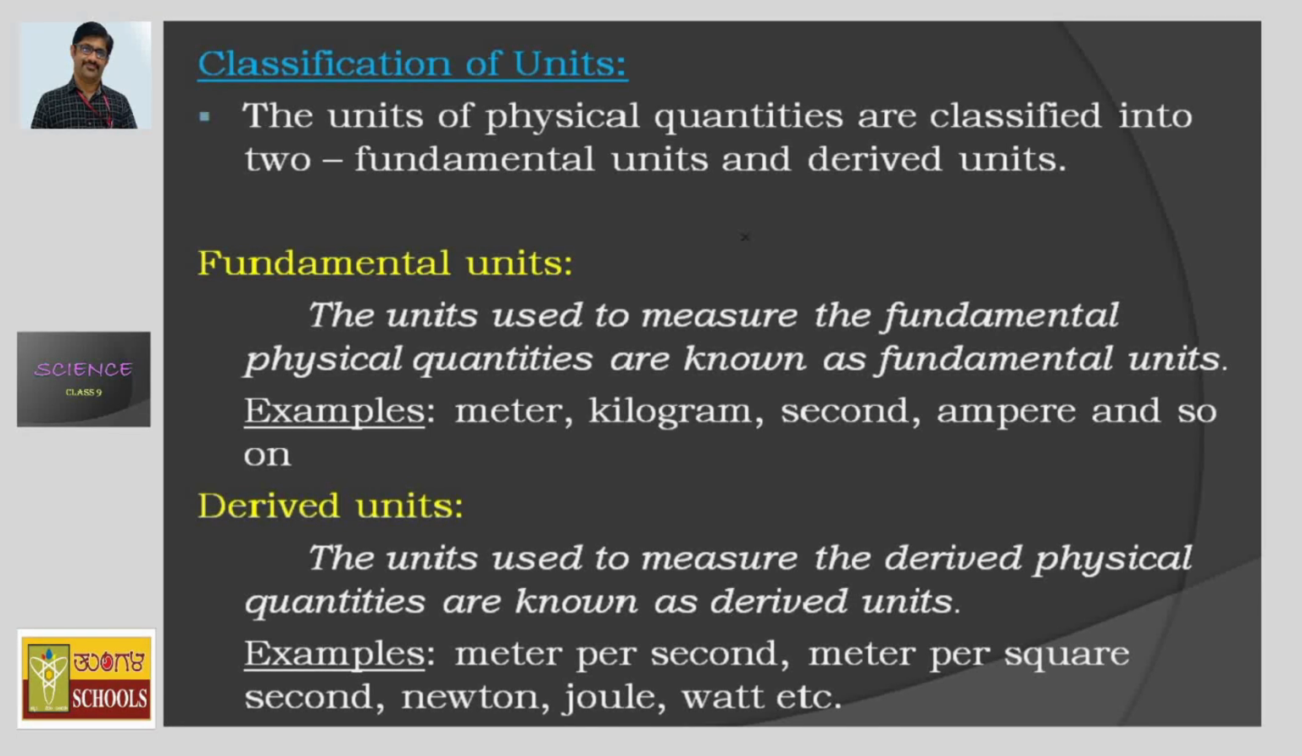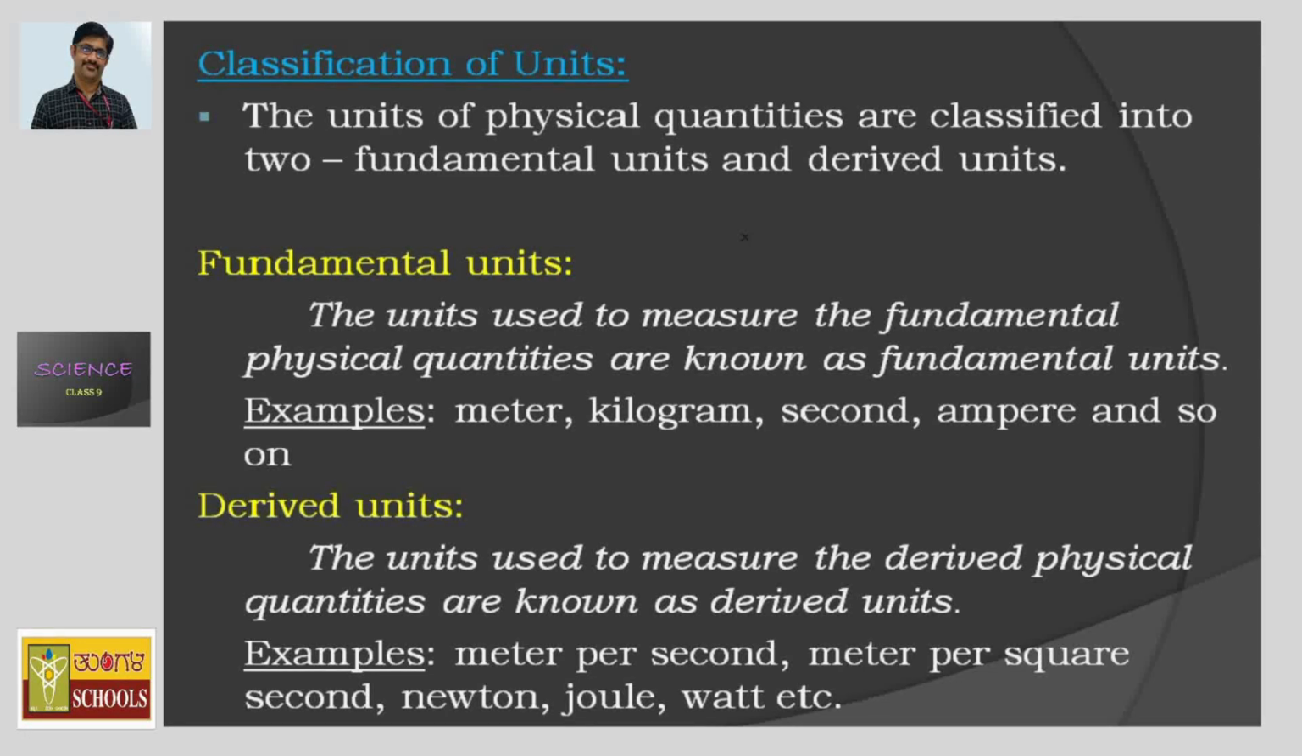Now, derived units. The units used to measure the derived physical quantities are known as derived units. Examples: meter per second, meter per second square, Newton, joule, watt, etc. We took speed or velocity as an example. You measure speed in meter per second. So meter per second is a derived unit of the derived physical quantity speed or velocity.